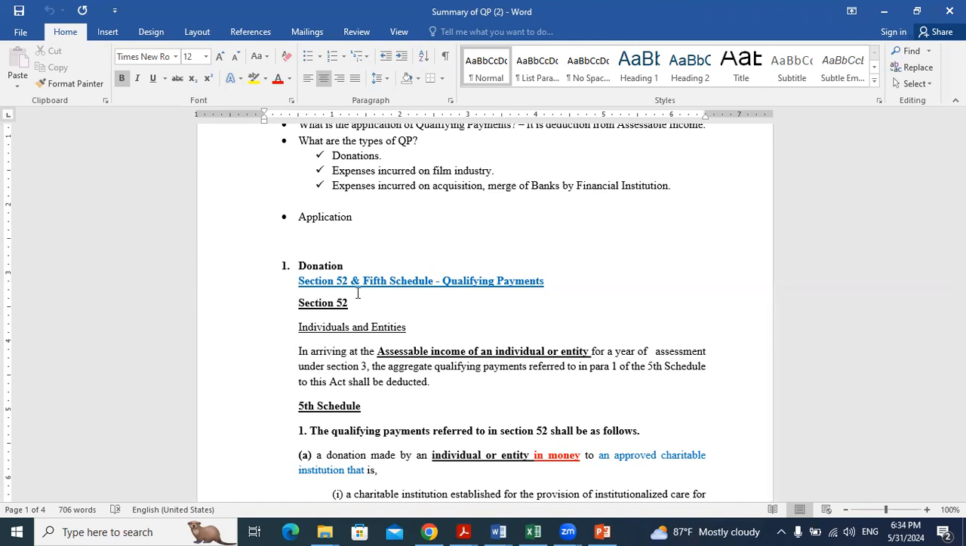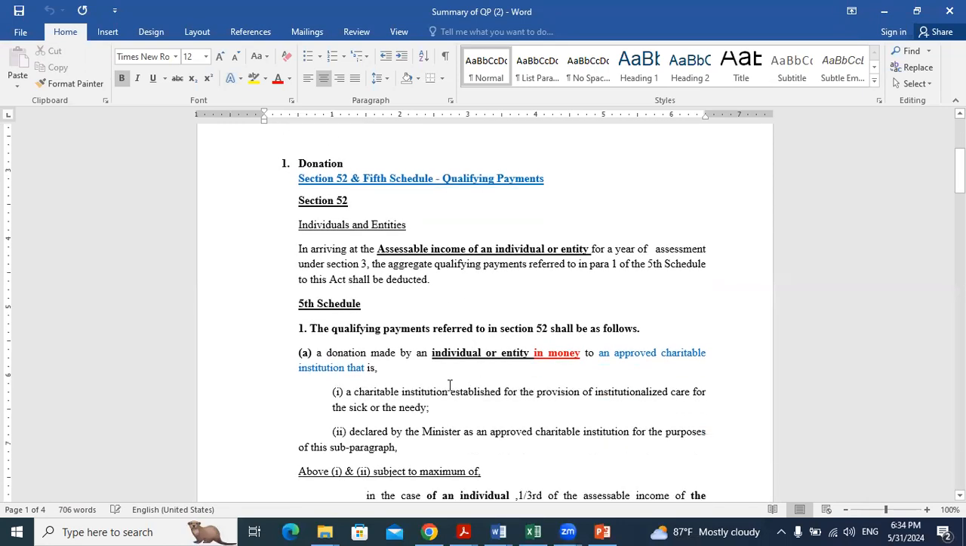So in arriving at the assessable income of an individual or an entity for a year of assessment under section 3, the aggregate qualifying payment referred to in paragraph 1 of the 5th Schedule shall be deducted. So what are those? The qualifying payments referred to in section 52 shall be as follows. The first thing: a donation made by an individual or an entity in money. It has to be in money, not in commodity or otherwise, to an approved charitable institution.